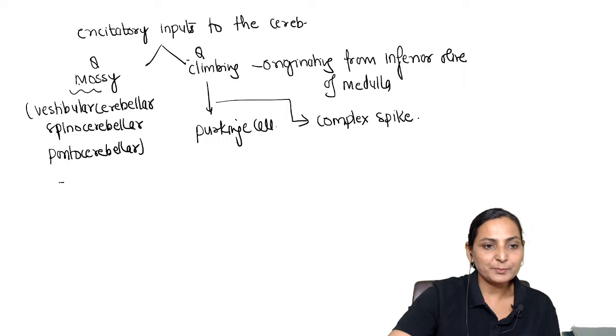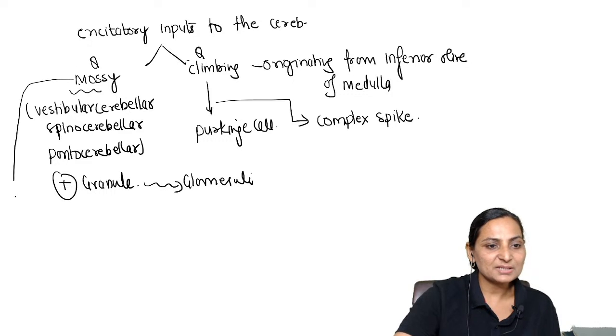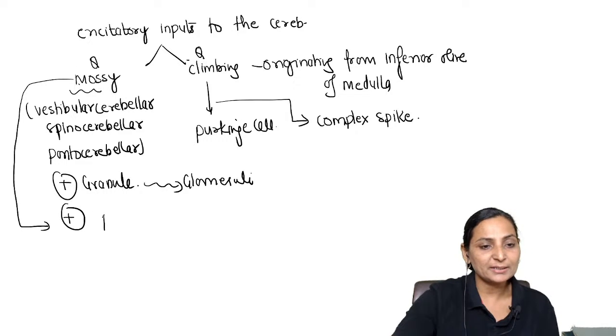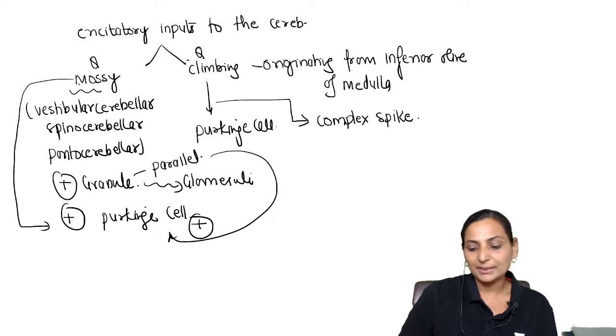You know that the mossy fibers stimulate the granule cells, and the granule cell is then forming the cerebellar glomeruli. Apart from this, mossy fibers can also directly stimulate the Purkinje cells, right? And the granule cells give the parallel fibers, their axons, which can stimulate the Purkinje cells. The mossy fibers are also directly stimulating the Purkinje cells.